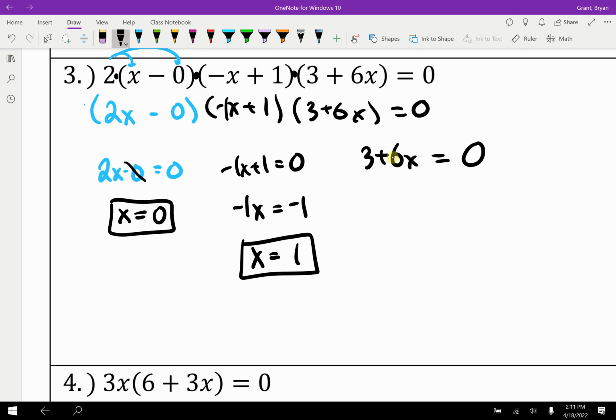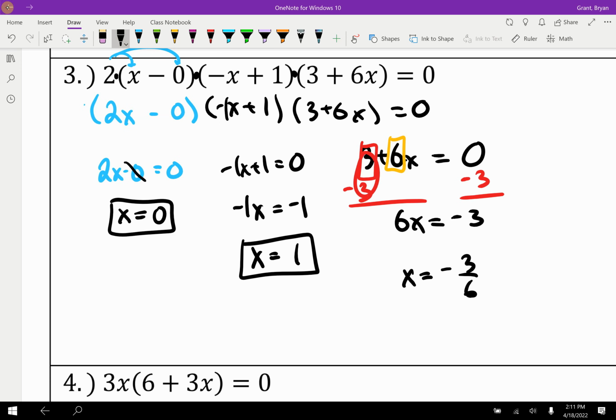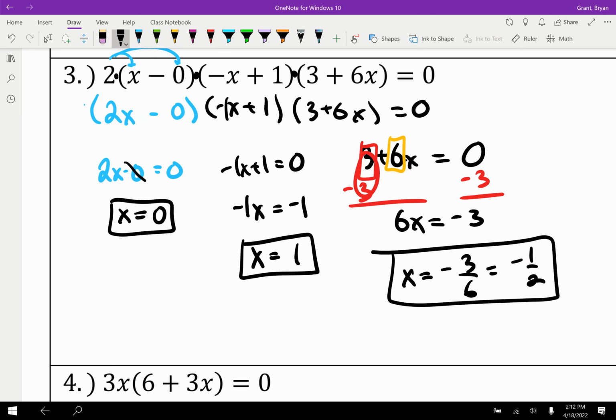Last but not least, notice this is 3 plus 6 times x. 3 is adding to x, and 6 is multiplying. Through SADMAP, we know we undo the adding 3 first, so I'm going to subtract 3 from each side here, and that will leave us with 6x equals negative 3. Finishing this off, we divide by 6 to get negative 3 over 6, or if you reduce that fraction, negative 1/2.